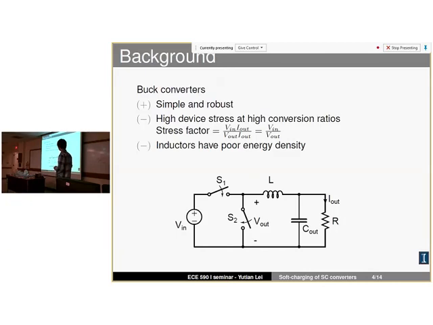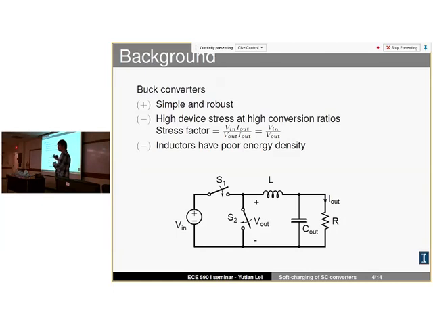But there are two major problems with the buck converter. The first is that it has high device stress. Device stress is defined as the voltage blocked by the switch when it is open times the current conducted by the switch when it is closed. So if we look at this buck converter here, for example, when S1 is closed, the voltage across S2 is V in. And when S1 is open, the current conducted by S2 is the whole output current. So the device stress is really V in times I out.